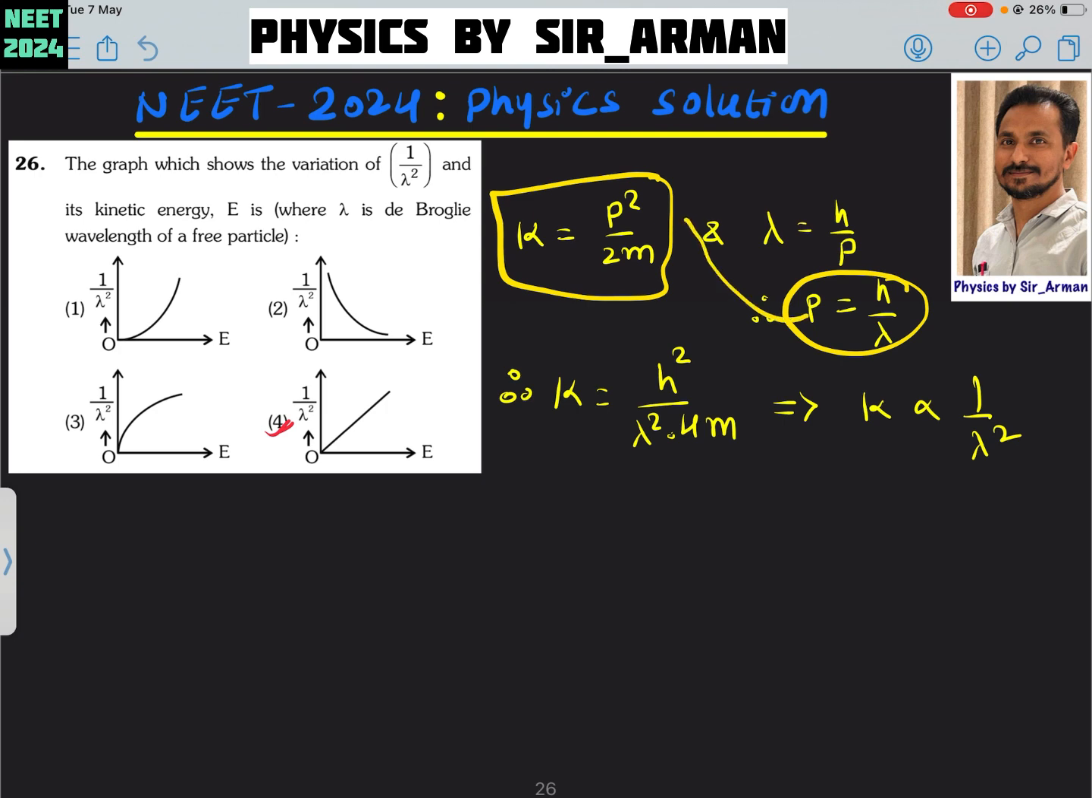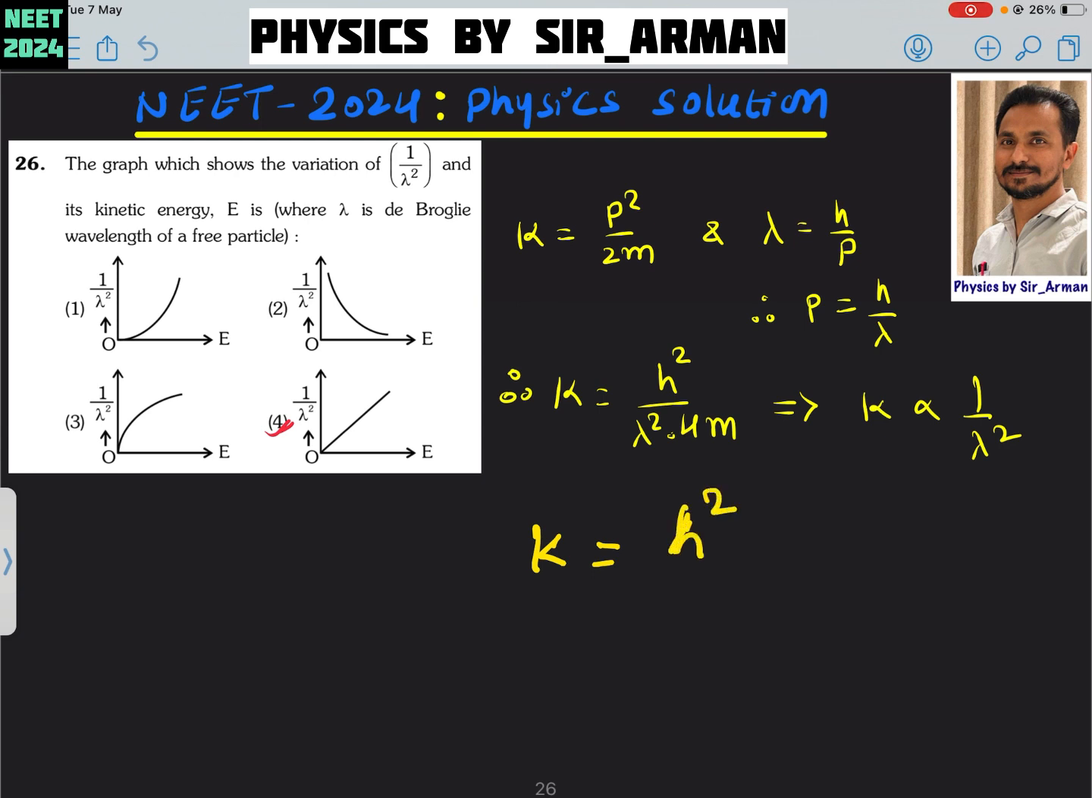Just put this value of P here. Okay, wait, there is a mistake, let me correct it. Here it is P square, so P square becomes h square by lambda square, and then 2m. Here there is no 4, it's 2m. So here K is equals to h square by 2m lambda square. So simply we can say that K is proportional to 1 upon lambda square.